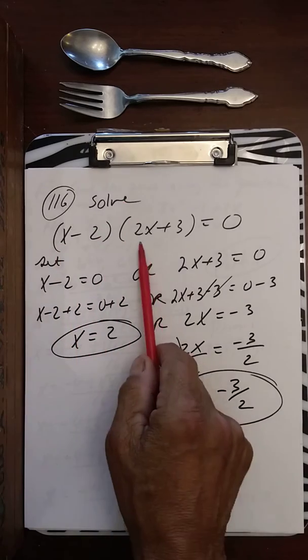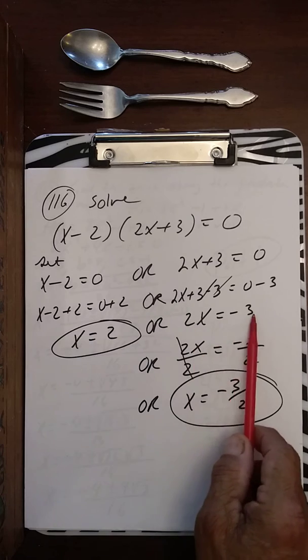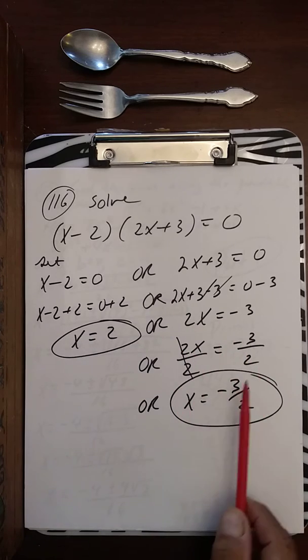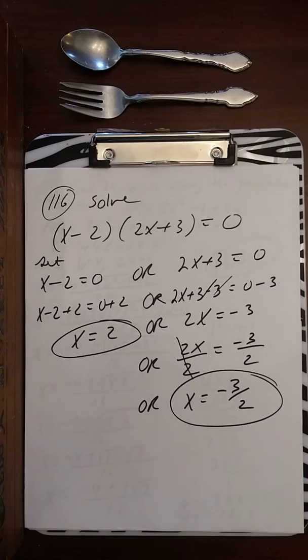Done with this one. Now 2x plus 3 equals 0. Minus 3, these are gone. 2x equals negative 3. Divide by 2, divide by 2. X is negative 3 over 2. So the solutions are 2 and negative 3 over 2.